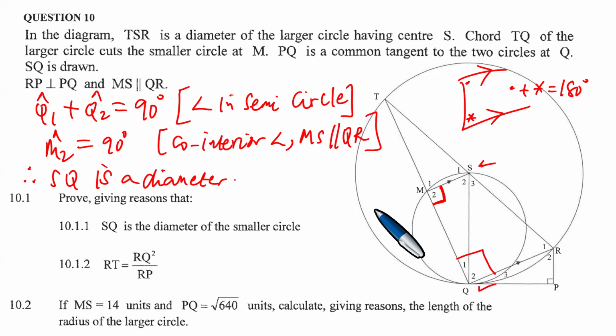So obviously we have just done 10.1.1 that said proof, giving reasons, that SQ is the diameter of the smaller circle. We've shown that this SQ is the diameter of the smaller circle because SQ subtends an angle of 90 degrees at the circumference of the smaller circle there. Next, we need to prove 10.1.2. We need to prove that RT is equal to RQ squared over RP. We need to prove this one.